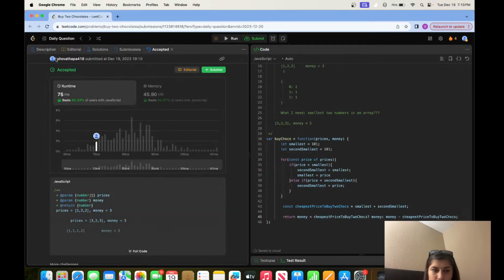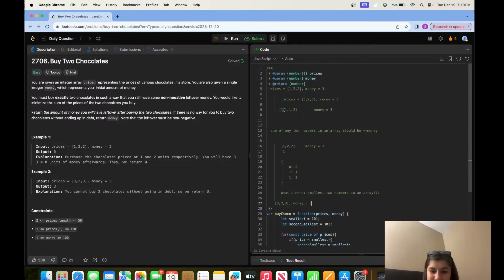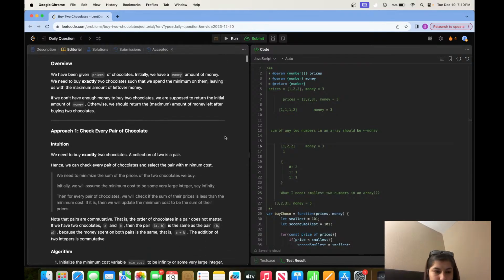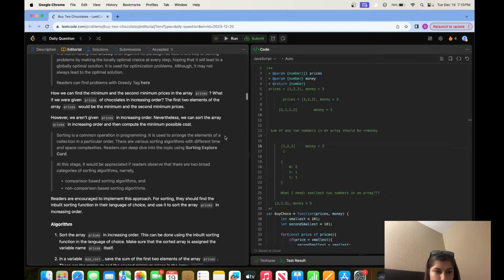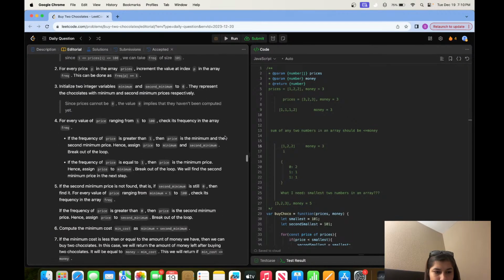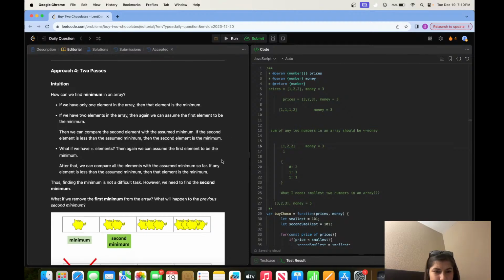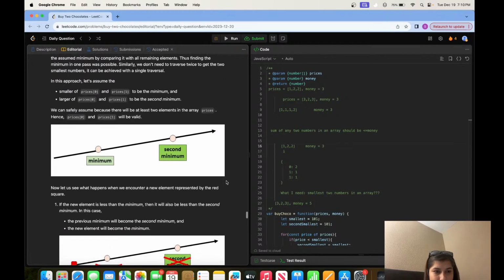Okay, actually this was a so easy question, but why did I not come up with this solution quickly? I was thinking about so many things like remaining. Let's look at the editorial. Approach 1 is check every pair of chocolate, and approach 2 is greedy, and approach 3 is counting sort, and approach 4 is 2 passes, and approach 5 is 1 pass.